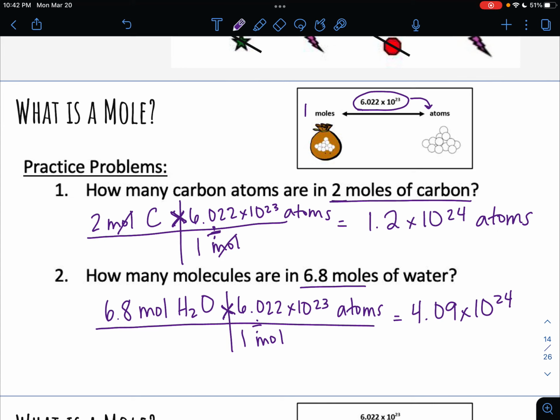I am not doing significant figures right now, just as we're kind of getting practice with our calculations. We will worry about our significant figures a little bit later on.